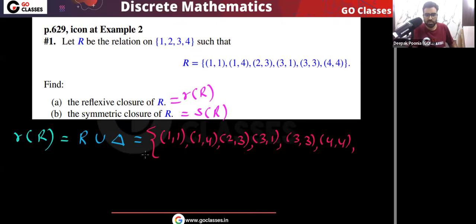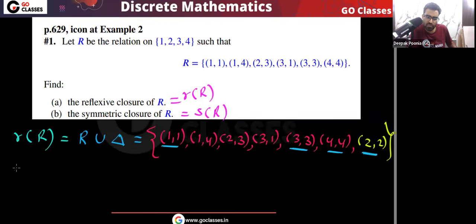Okay. You take the union of R with the identity relation. So only (2, 2) is remaining. Yes or no? Only (2, 2) is remaining. That's it. This is your answer. You can see, very simple. So this is the reflexive closure of R.